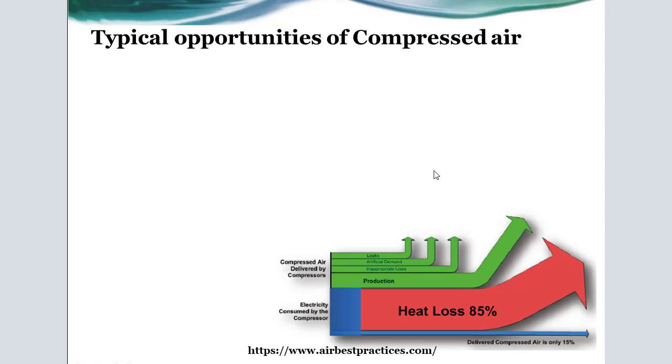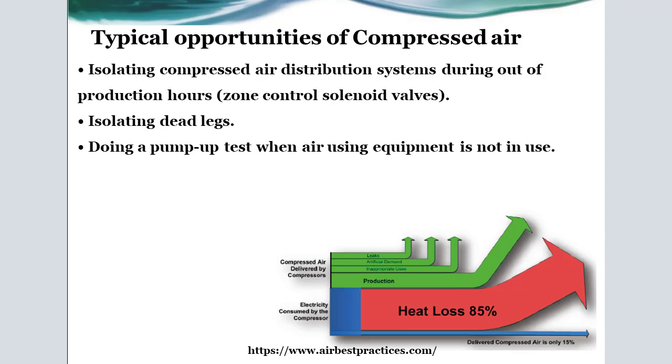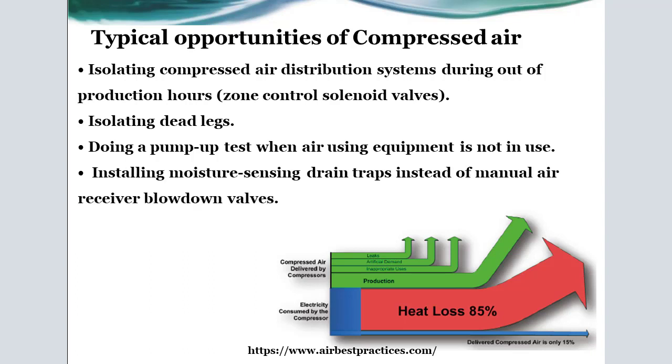The opportunities include isolating the compressed air distribution system during out of production hours or periods, such as zone control, solenoid valves, and also isolating dead legs, and also doing a pump up test when air using equipment is not in use, and also installing moisture sensing drain traps instead of manual air receiver blow down valves.